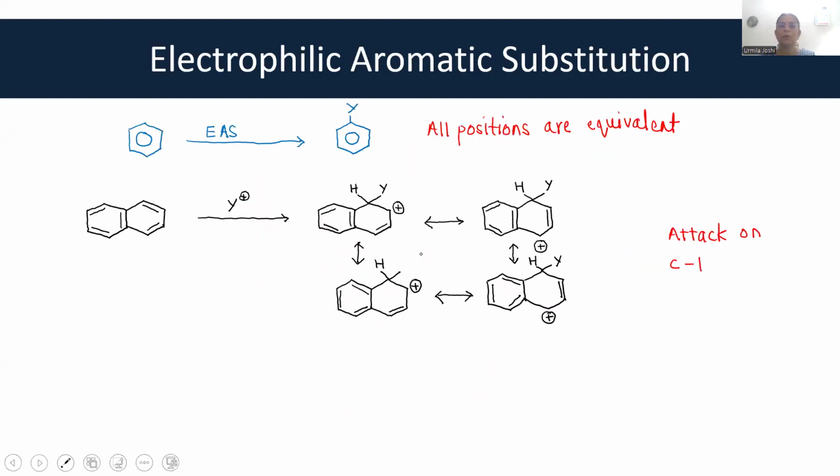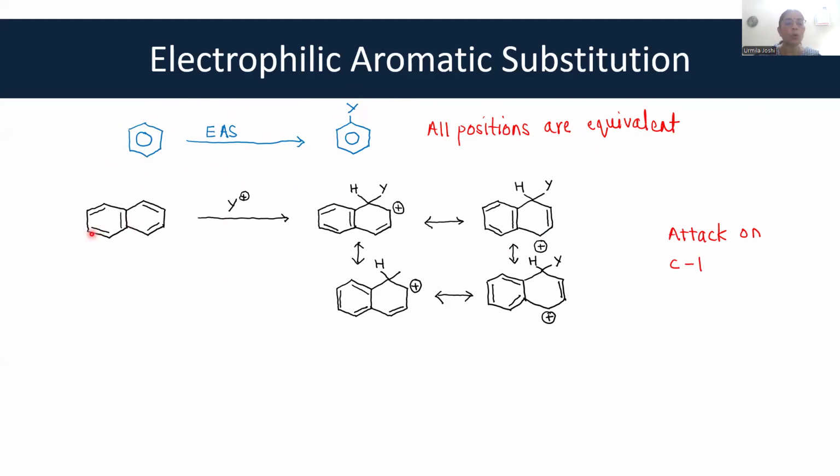Okay. Going to the next reaction, that is electrophilic aromatic substitution. Before we go to electrophilic aromatic substitution of naphthalene, we will discuss in short about electrophilic aromatic substitution of benzene. Okay, there are 6 positions on benzene, but all these 6 positions are equivalent, and therefore the mono substitution gives only one single product, irrespective of whether Y is here or here, etc. Okay, because all the positions in benzene are equivalent.